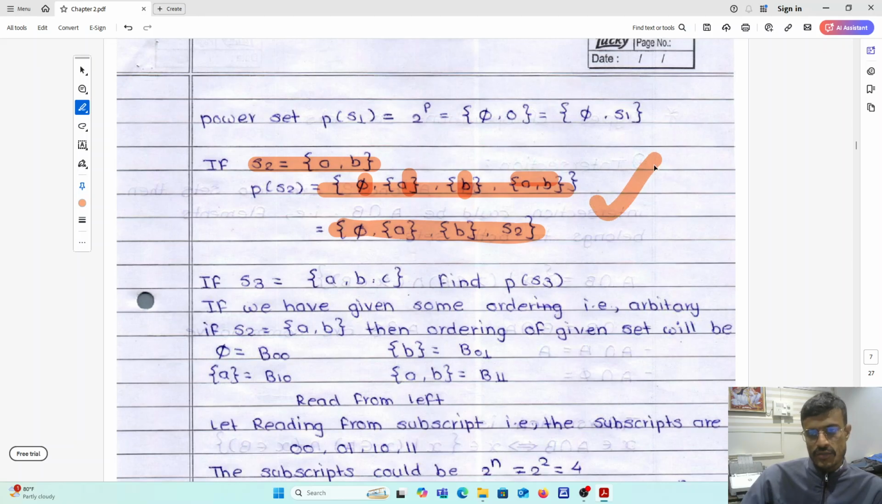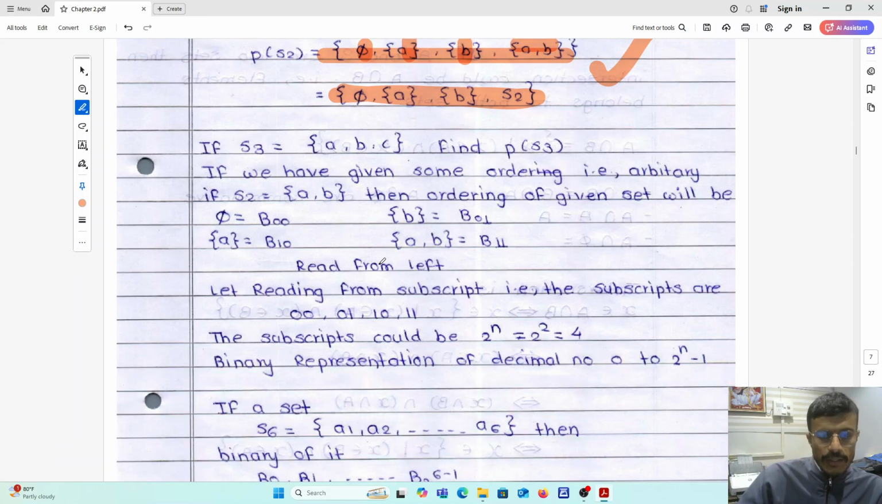Keep in mind, whenever a question is asked with respect to the power set, you have to mention this. Power set is the collection of all the possible subsets from the elements of the given set, which is P(A), equal to 2 raised to the number of elements.